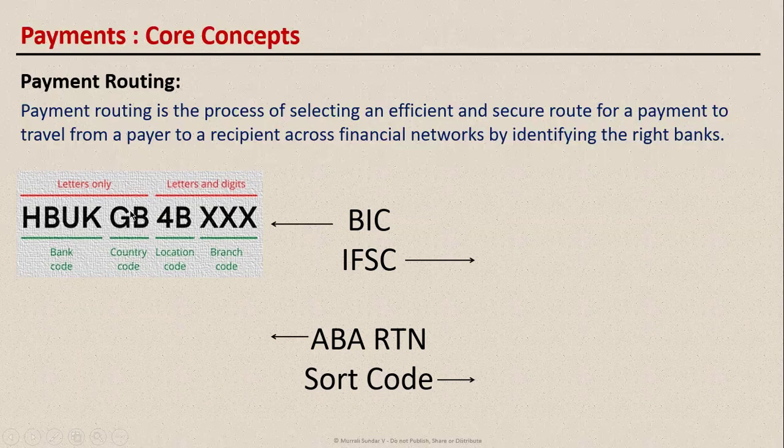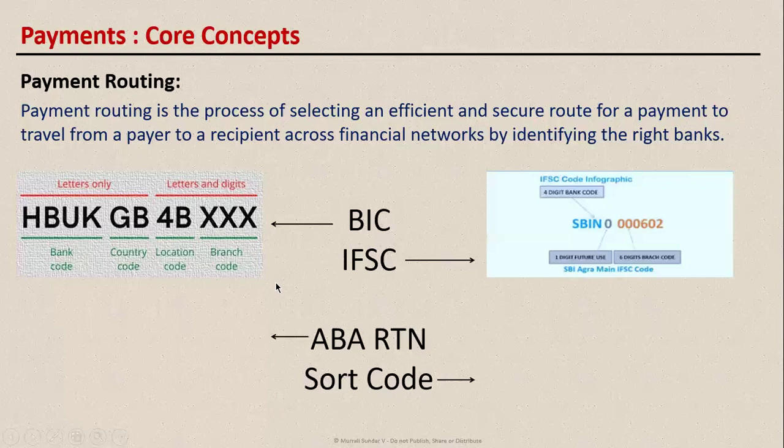The next part is the country, and after that it follows the location in that country, maybe a city you can say, and then we have a branch. In one city itself, you will have multiple branches, right? So if you want to identify that particular branch, then you have to give a branch code. In total, a BIC will have a minimum of 8 to 11 alphanumeric characters.